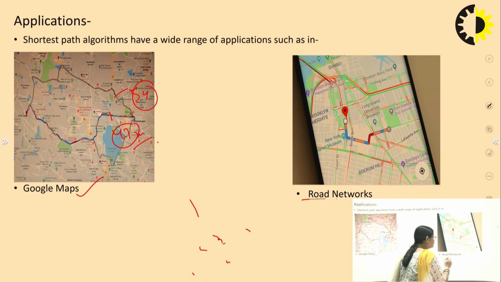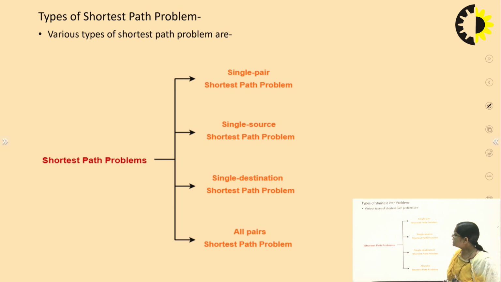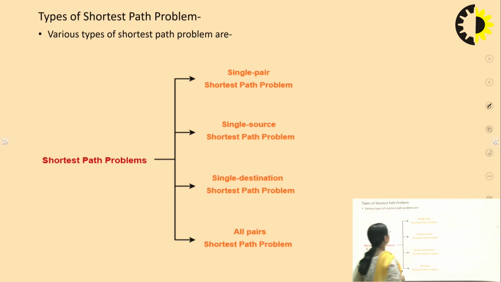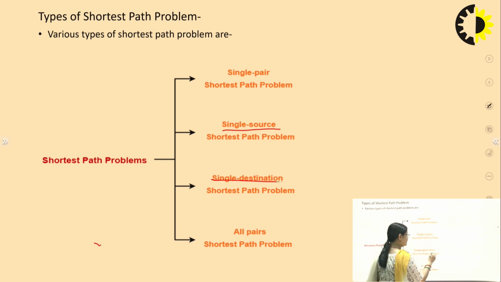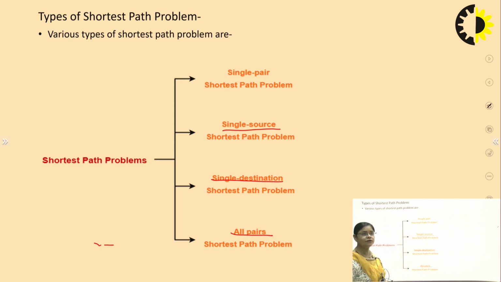So again, this is an application of your shortest path algorithm, right? Now, there are, you can say, four types of shortest path algorithm. The first one is your single pair shortest path problem. Second is single source shortest path problem. Third is single destination shortest path problem, and the fourth is your all pair shortest path problem. Right? These are the four types of path problem, but we are going to discuss only one of these.